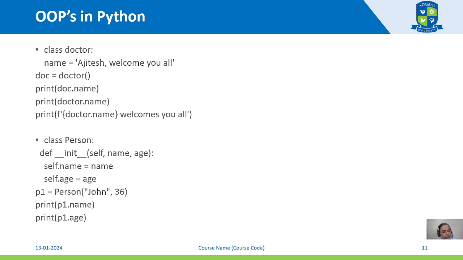Here p1 is an object of Person, and here the Person function is actually acting as a constructor. The constructor, we call a particular function which has the same name as the class. So here Person is acting as a constructor, with John as the string and 36. So here p1.name will be assigned the value John and p1.age will be assigned the value 36.